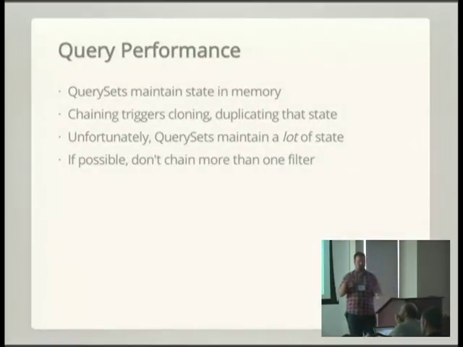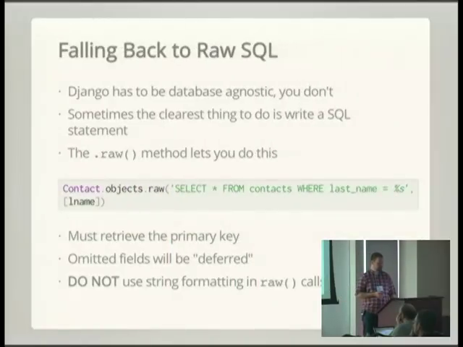And finally, I said I was going to tell you why you should not chain if you can avoid it. Query sets maintain their state in memory as you go. And when you do that chaining, so when you say filter something dot filter something else, you end up cloning your initial query set as a starting point. Query sets are not small objects. They are actually pretty huge, especially after they've started to load data from the database, they maintain a cache. And so that all gets duplicated in memory. So if you can avoid chaining filters, do so. You will see better performance.